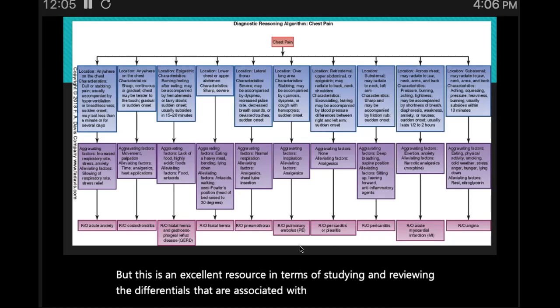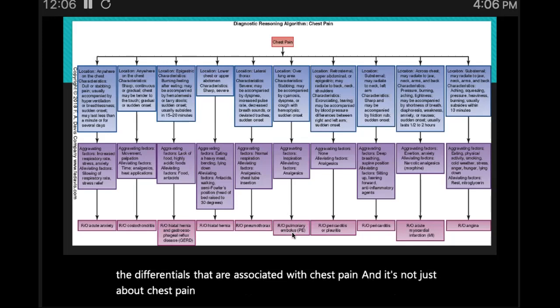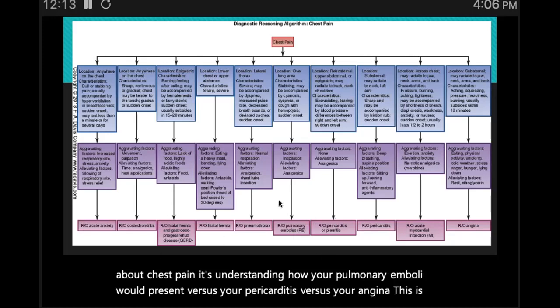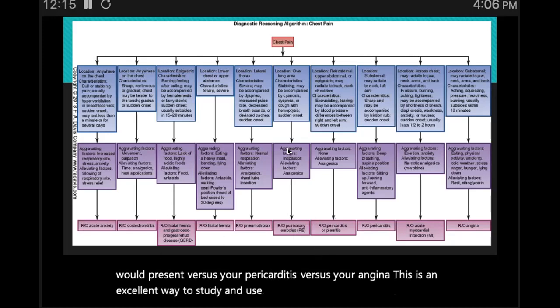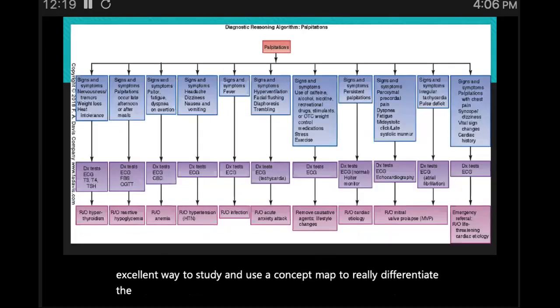And it's not just about chest pain, it's understanding how your pulmonary emboli would present versus your pericarditis versus your angina. This is an excellent way to study and use a concept map to really differentiate the chest pain differentials.